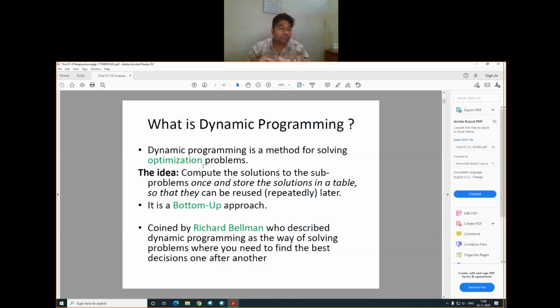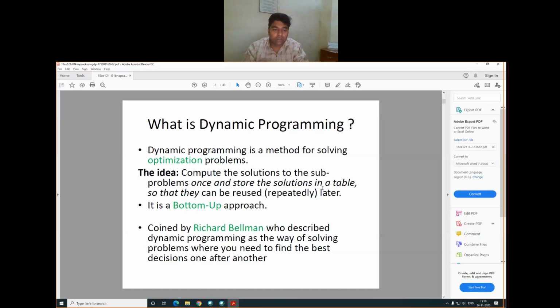The idea in dynamic programming is to compute the solution to subproblems once and store the solution in a table, so that it can be reused repeatedly later, as per our need to maximize the profit. So it is a bottom-up approach, not a top-down approach. The greedy approach is top-down, meaning we are greedy to take first the item which has the maximum profit. While in dynamic programming, we are using a bottom-up approach, and by using it we are solving the 0/1 knapsack problem.